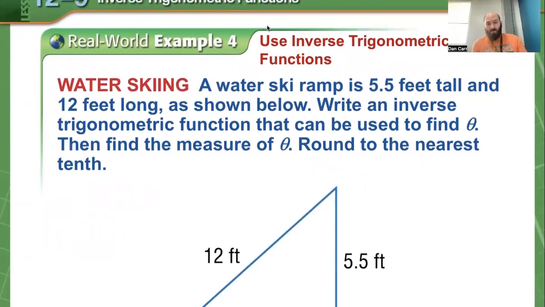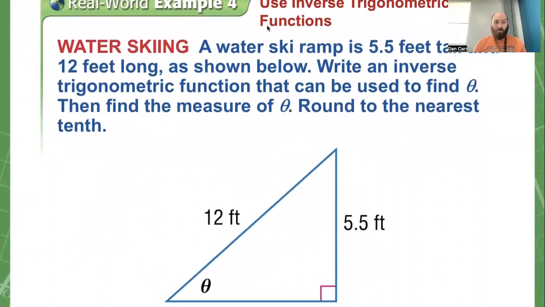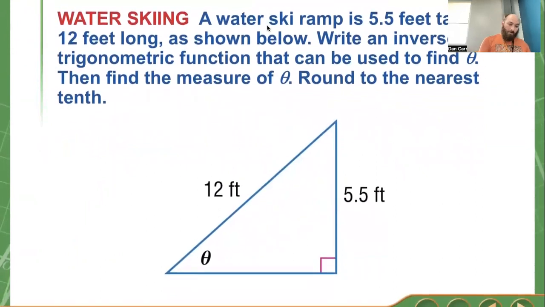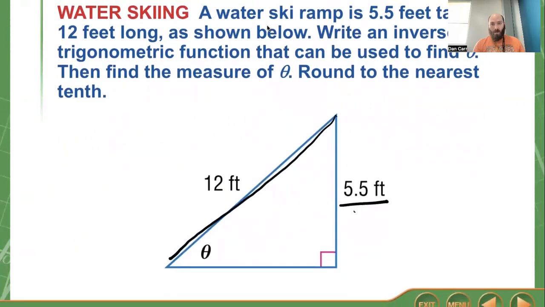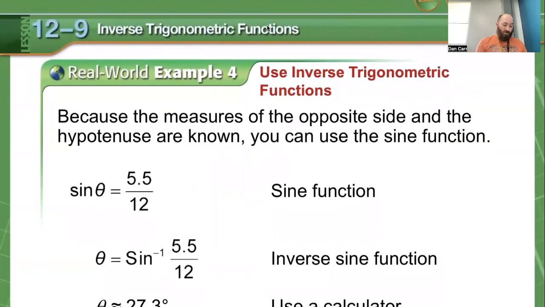A water ski ramp is 5.5 feet tall and 12 feet long, as shown below. Write an inverse trigonometric function that can be used to find theta, then find the measure of theta. Round to the nearest tenth. So the ramp is 5.5 feet up in the air, and the length of the ramp is 12 feet. This is my angle that we're focusing on, that theta right there. If I label these sides, that's going to be opposite and hypotenuse. So we know that we're going to set this up with sine, since those are my two known values.